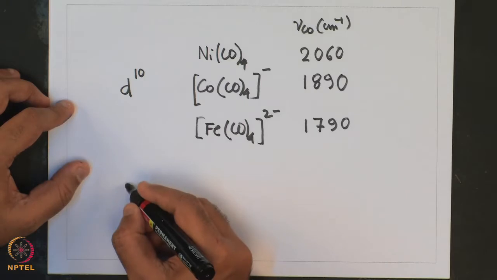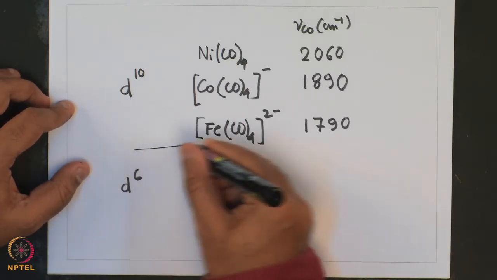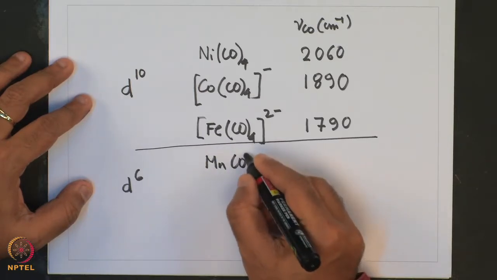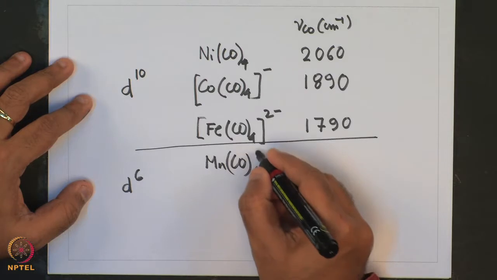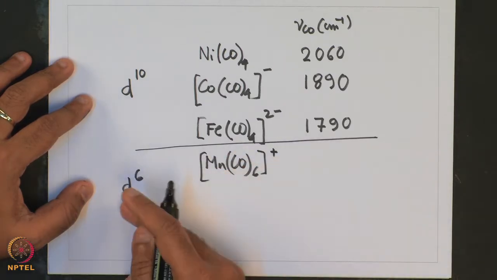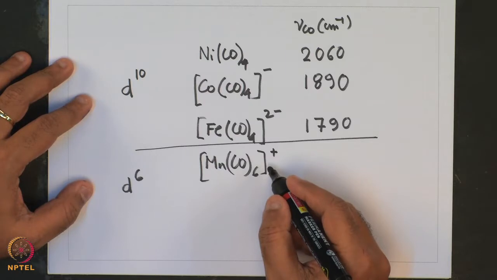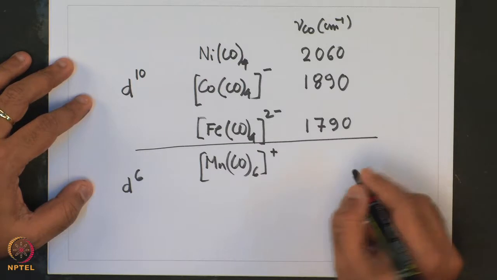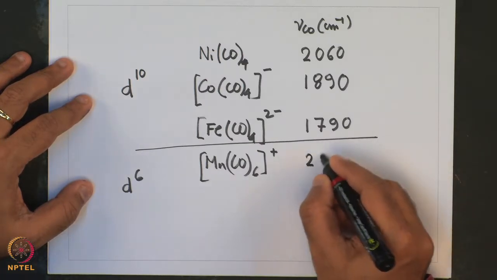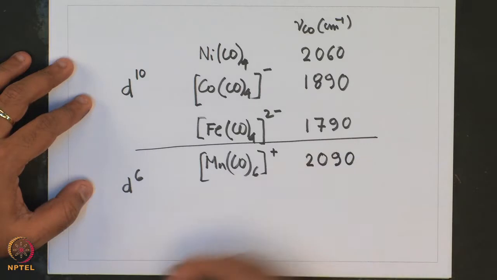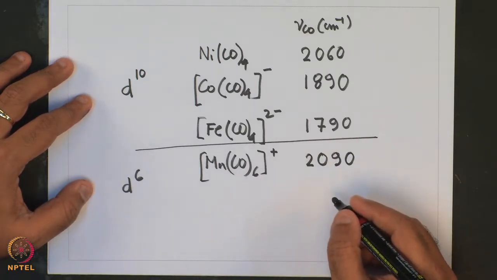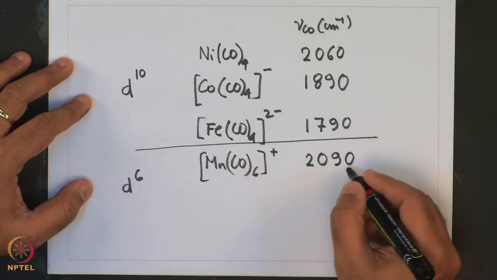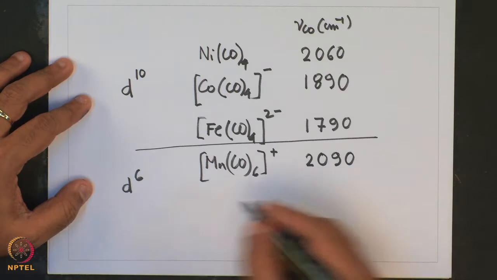The same is observed in another set of D6 systems. For example, Mn(CO)6 plus, which is a D6 system. Being a cationic complex, it cannot undergo too much back donation, and hence the CO stretching frequency is quite high, because there is very little back donation from cationic manganese onto the CO pi star, leading to a very high CO stretching frequency.